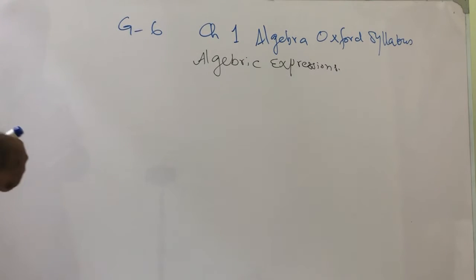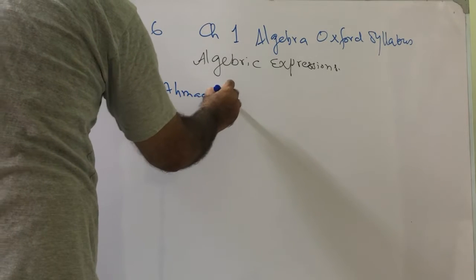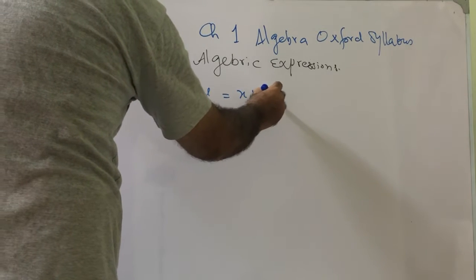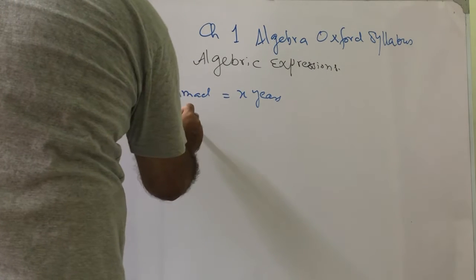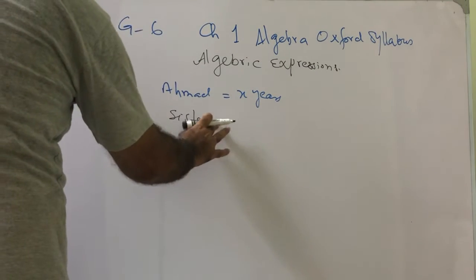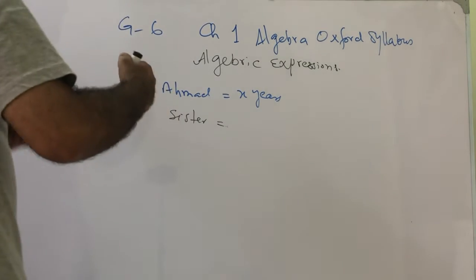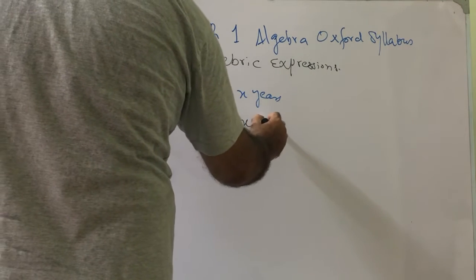Now we'll do from number 1, this page number 1. Ahmed is X years old. So Ahmed is how much? X years. Okay. His sister is 4 years older than him. She is 4 years older, means her age is 4 years more than X. So her age will be X plus 4.